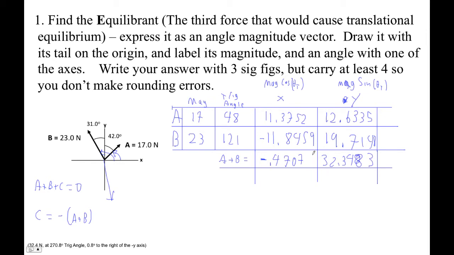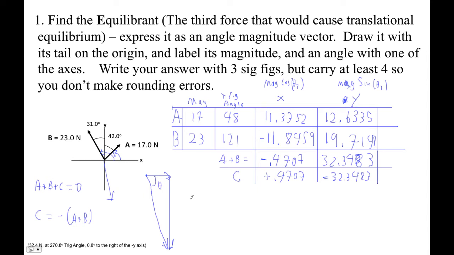All right. This is A plus B, so of course the C, the one that adds onto it, is the negative of that. So it's positive 0.4707 and negative 32.3483. And now all you have to do is draw a picture of this, right? Let's pretend we're on the origin here. You don't have to draw it with its tail on the origin, just draw it somewhere. So here we go to the right a little bit, I'm exaggerating that, and then down. This is 0.47, that's 32.3483.